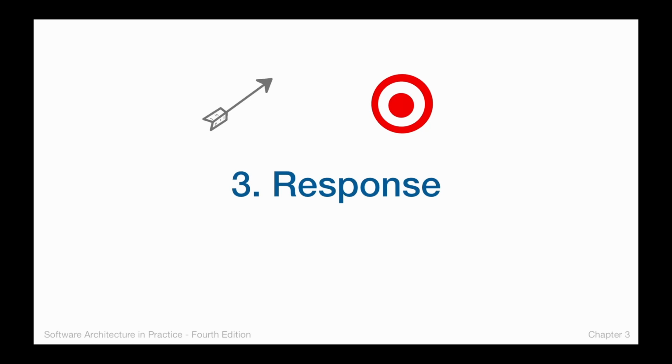For example, if we look at a performance scenario, when our stimulus, our event, arrives, the system should process the event and then generate some sort of response. So the performance is what response is generated when it arrives.